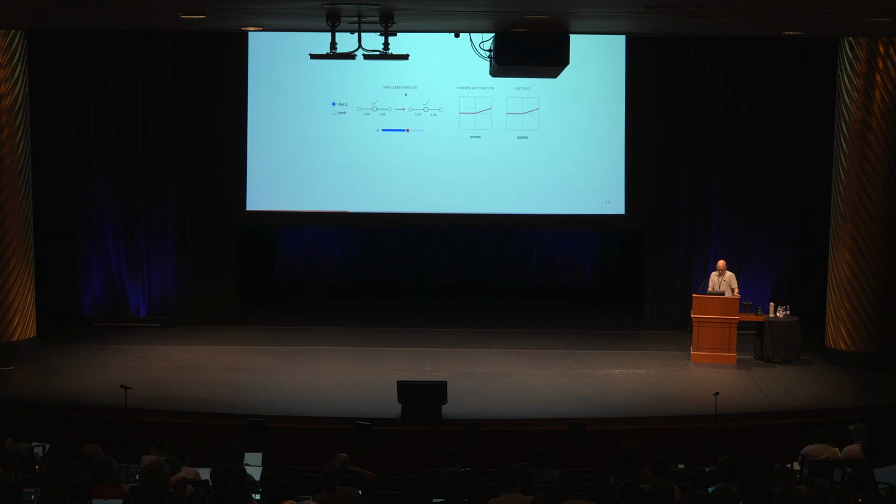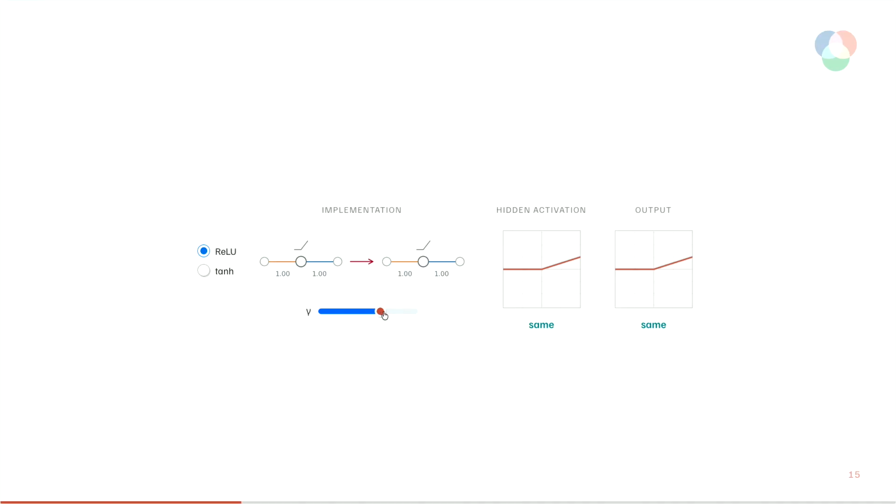So I'll again do this live on screen as well. We'll start with the ReLU activation function, and then if I move this slider to the more positive, you'll see that the hidden activation gets scaled up, but the output stays exactly fixed. This is exactly the same behavior you saw in the previous tutorial. I can also scale it down a bit, right? So the hidden activation again changes and the output stays fixed.